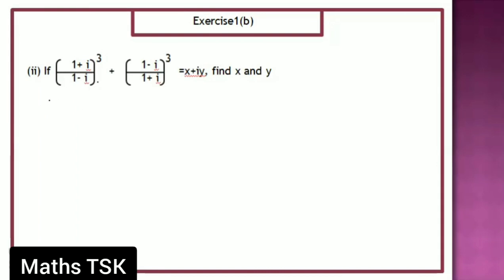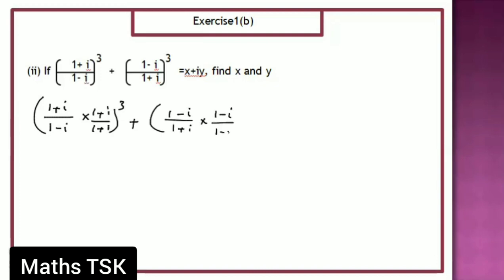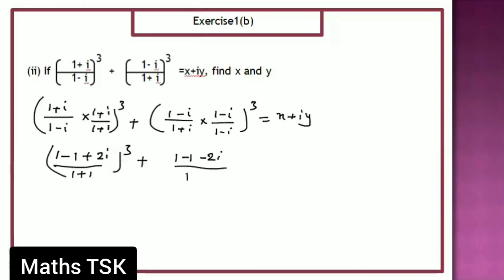1 plus i by 1 minus i. Consider LHS. Look here, 1 plus i by 1 minus i, multiply and divide with 1 plus i whole cube, and then plus 1 minus i by 1 plus i, multiply and divide with 1 minus i the whole cube, given it is equal to x plus iy. Next, there is (a plus b) whole square, 1 square minus i square plus 2i by 2, 1 plus 1 whole cube, plus (a square plus b square minus 2ab) by (a square plus b square) whole cube is equal to x plus iy.